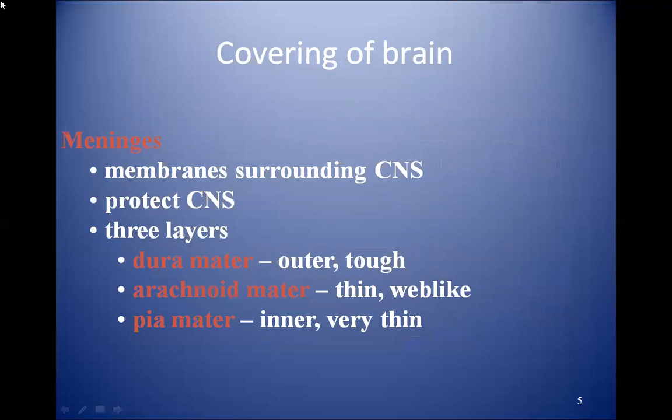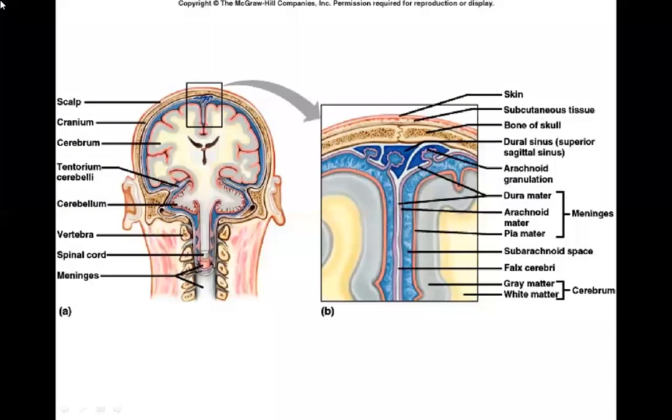Then covering of the brain. So the meninges is the membrane surrounding the central nervous system, it is the outer covering of the central nervous system. There will be three layers होते हैं इसमें meninges में. First is the dura mater, that is the outer tough layer. Then second is the arachnoid mater, that is a thin, web like structure. Web like मतलब क्या बोलेंगे उसको हिंदी में? ये वेब लाइक स्ट्रक्चर होता है, मतलब जाले के समान होता है. Then pia mater, that is inner and very thin, ये सबसे अंदर होता है और बहुत थिन होता है.